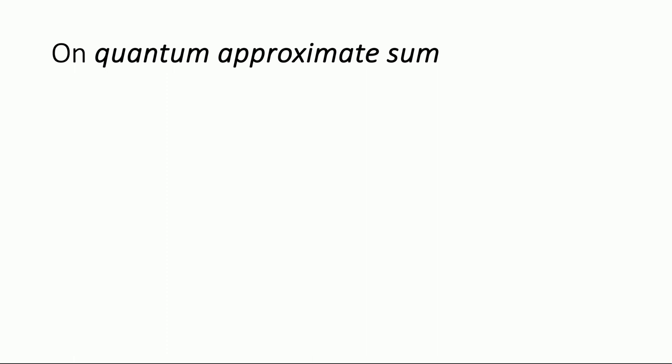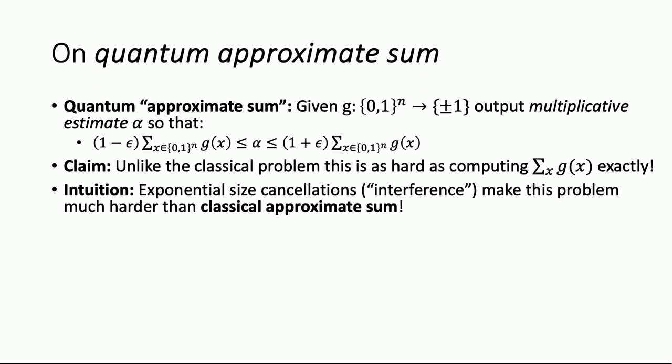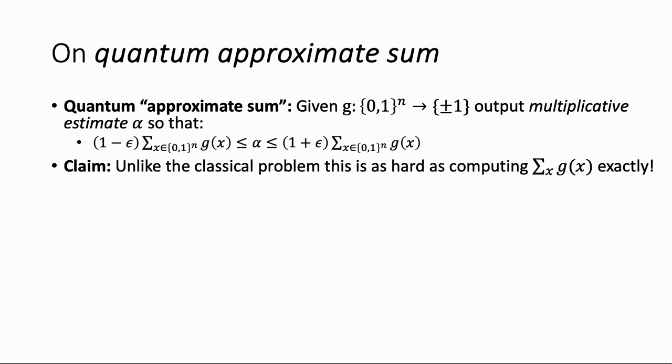Okay? We proved that, and then we looked at the quantum approximate sum problem, and we saw that the situation was really different. Exactly the same problem. We still want the same sort of multiplicative estimation, but now we made this seemingly innocuous switch, which is again that the function g is now plus minus one valued instead of 0, 1 valued. And what we concluded is that, unlike the classical approximate sum problem, for the quantum case, where the function is plus minus one valued, the multiplicative approximation to this sum is exactly as hard as computing the sum itself. Namely, sharp P hard.